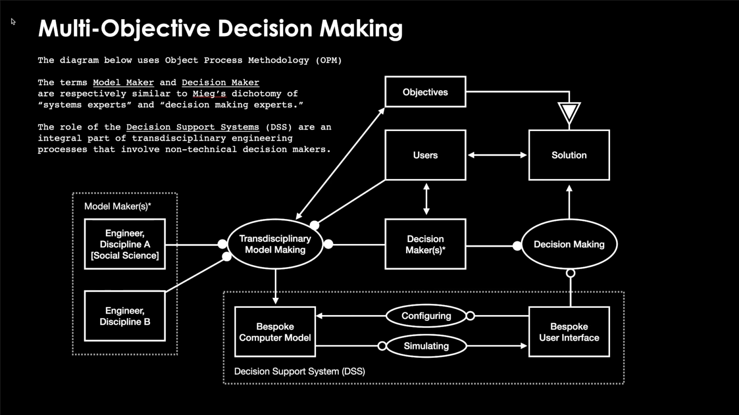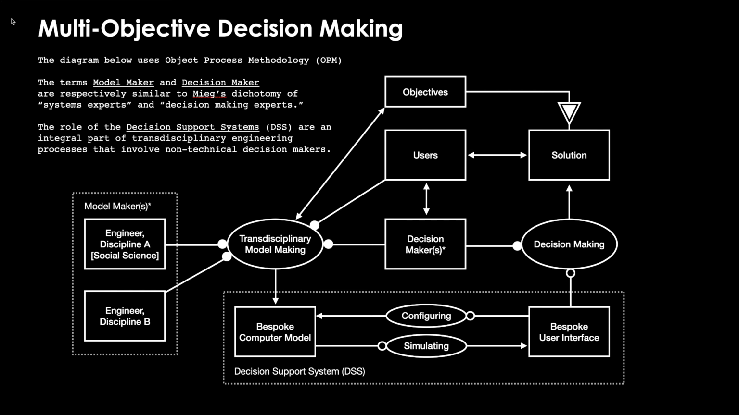In the form of an object process methodology, we can think of our work as a transdisciplinary model making process where the central pursuit is the creation of a solution. And of course, the most important stakeholder related to that solution is the user. So for instance, if we're designing an energy grid and we are trying to create a good solution for an energy grid, the principal people we're concerned about helping are the users of that power grid, the residents, the businesses, etc.